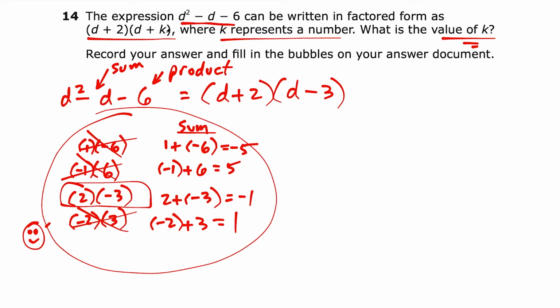So now we want to know, what is the value of k? Well, notice we have d plus 2, and then we have d plus k, and then we have d minus 3. So this tells us here the value of plus k, or just k, is going to match up with -3. So here's our value of k.